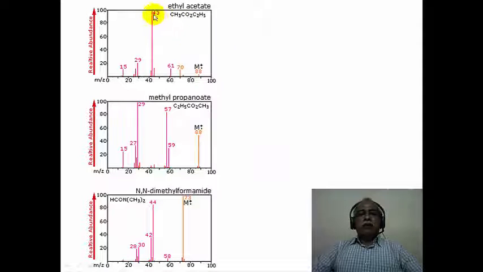These are again molecules which are fairly simple. Ethyl acetate, for example, gives a peak at 43 because of CH3CO with the loss of a C2H5O in this particular case. In other words, an ethoxy group is lost and the acetyl group is registered at 43 mass unit, for example.